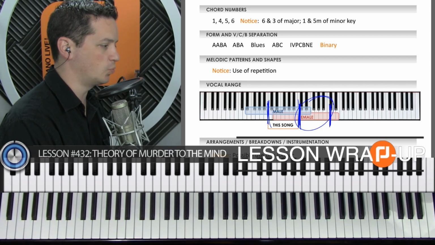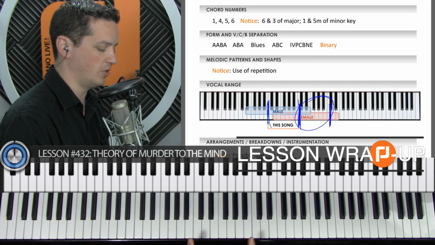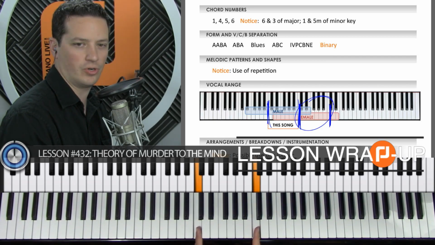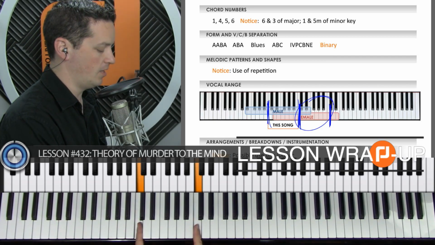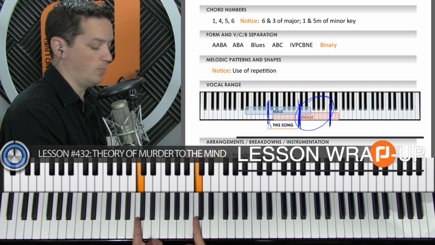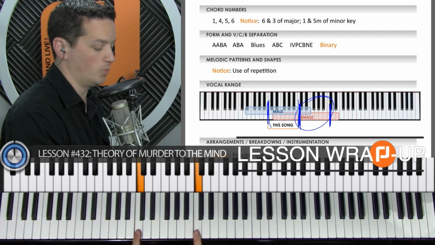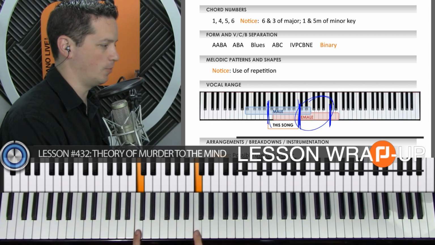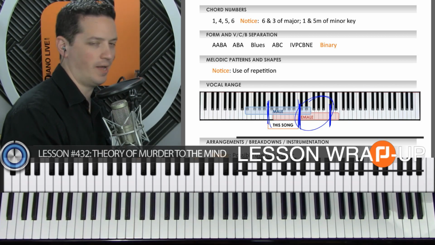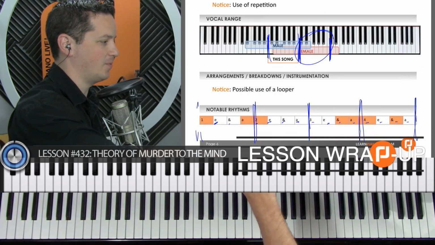Vocal range for this is relatively small. It's about an octave and it goes from a C to a C. If you're a girl, that'd be about there. If you're a guy, that would be there, unless you have an abnormal range, which I guess everybody does. Nobody has an exactly normal range. So depending on how abnormal yours is, then that would probably be your range.